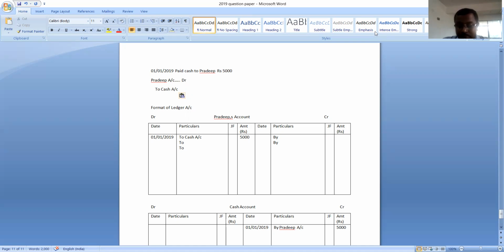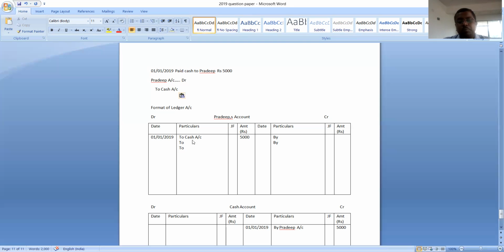So today in this class, I will teach you about the format of ledger. Actually, we discussed this in my previous video also, but once again I will make it clear what the format of the ledger is and how to record transactions in the book of ledger. Today we'll take certain transactions, pass the journal entries, and post those journal entries to the ledger account.